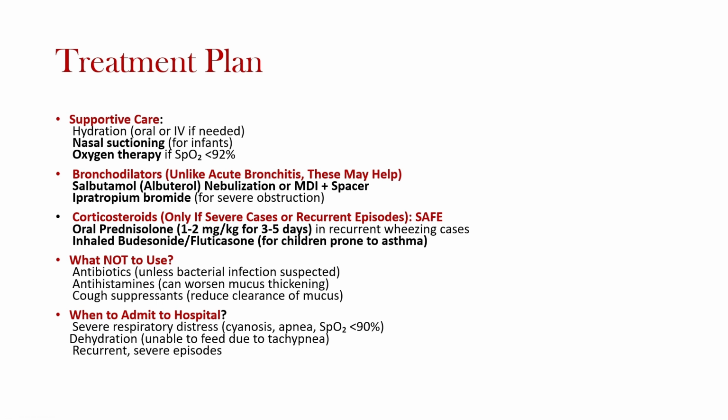For the treatment plan, we start with supportive care, hydration, nasal suction for infants, and oxygen therapy if the oxygen saturation is less than 92%. We can give bronchodilators, and here it will work, not like in bronchitis. Albuterol is actually safe to give to children. We can give corticosteroids for severe cases or recurrent cases, and corticosteroids are safe for children.